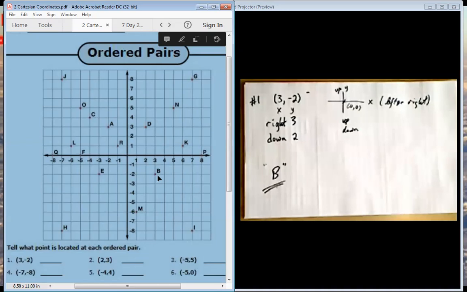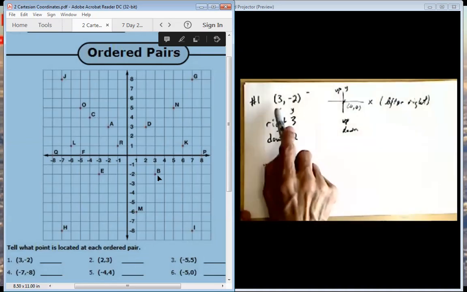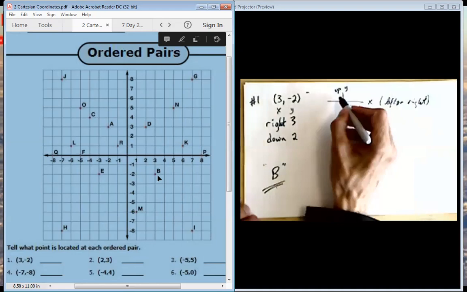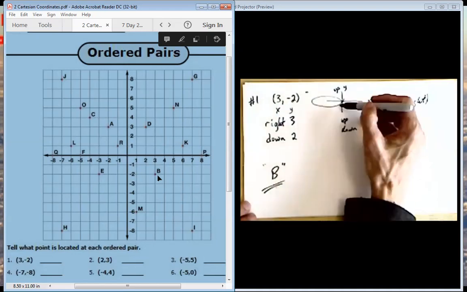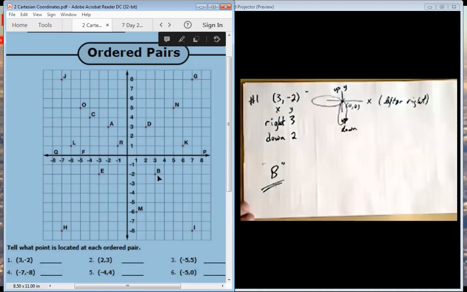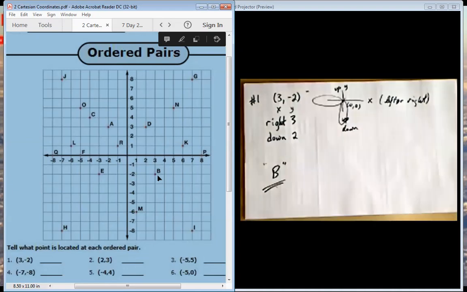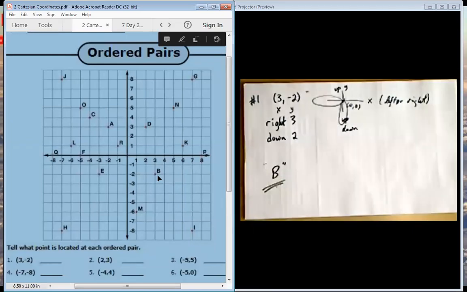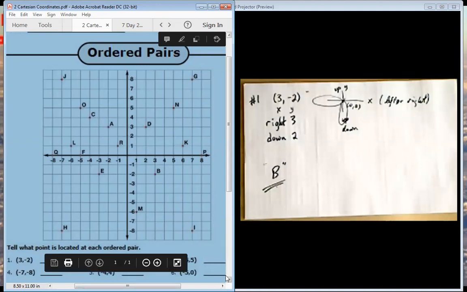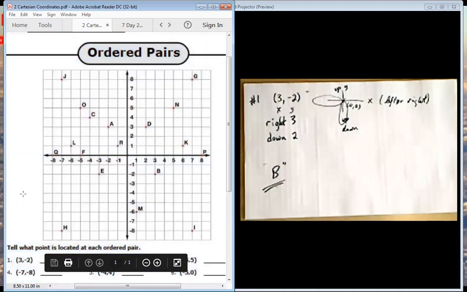Nice. The first number is for this side. The second number is for that side. Always. Let's check with a couple more, so you know I'm not lying to you. Okay. What was the next one down there? 2, 3. Oh, we can do 2, 3. There's no negatives in it, but we'll do it just to be complete.